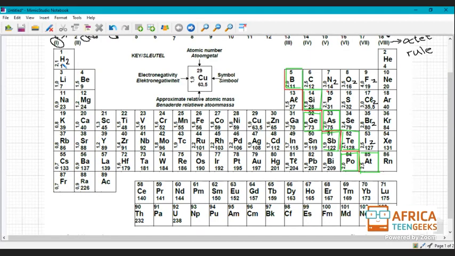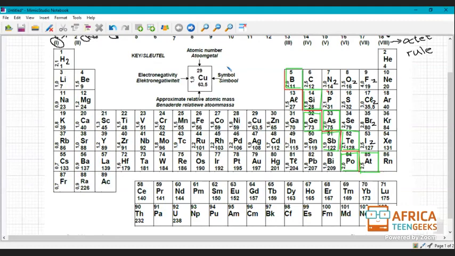Before I get there, please remember that ionic compounds are metal and non-metal. Then we have metallic compounds, which are metal and metal, duh. And then we have covalent, which is non-metal plus non-metal. I am going to write that down again.